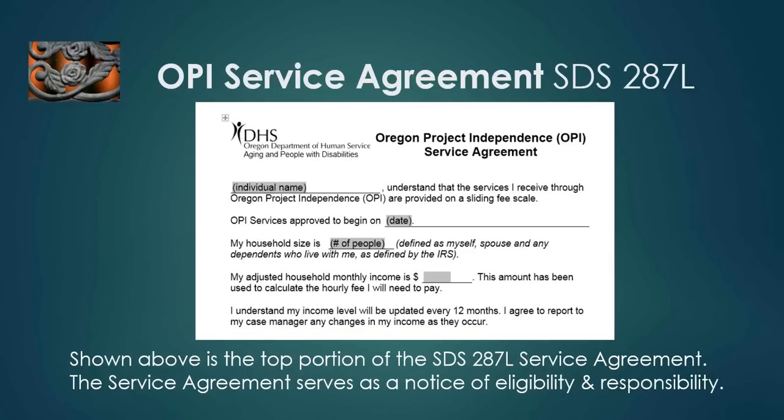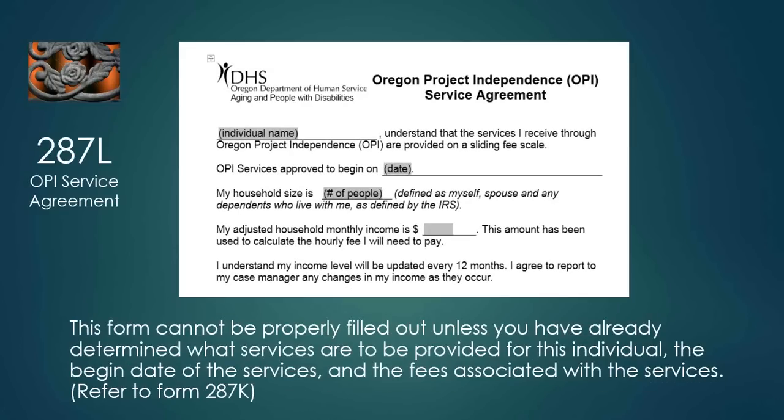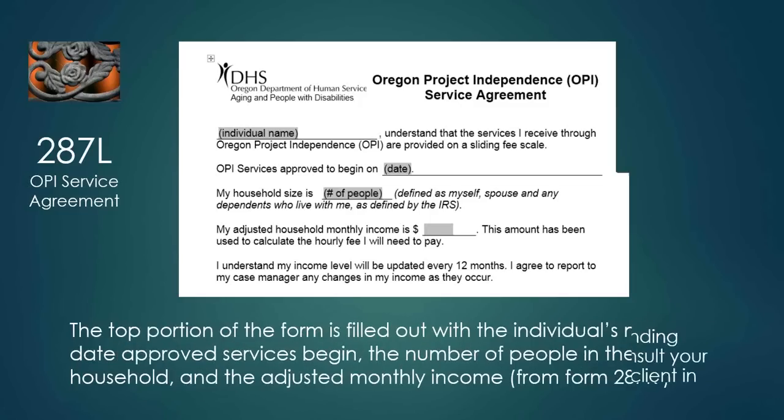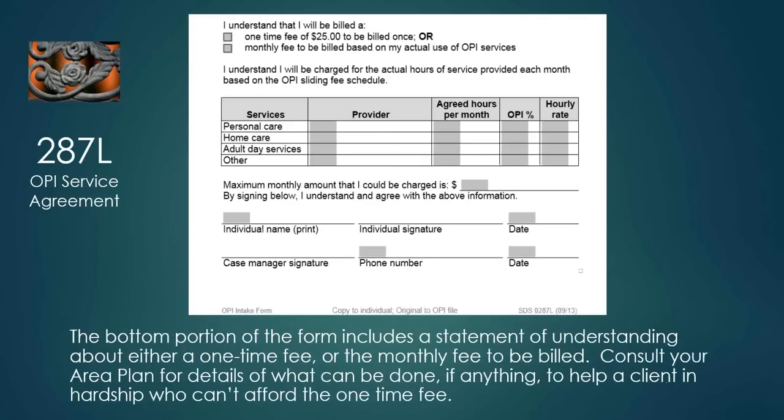Okay, so next I come to the OPI Service Agreement. The service agreement is really a very simple form once you've filled out the fee determination, because you would put down the individual's name, date, number of people, their household income as adjusted on the previous form that we looked at. Then you will want to note the number of people in their household and the adjusted net income.